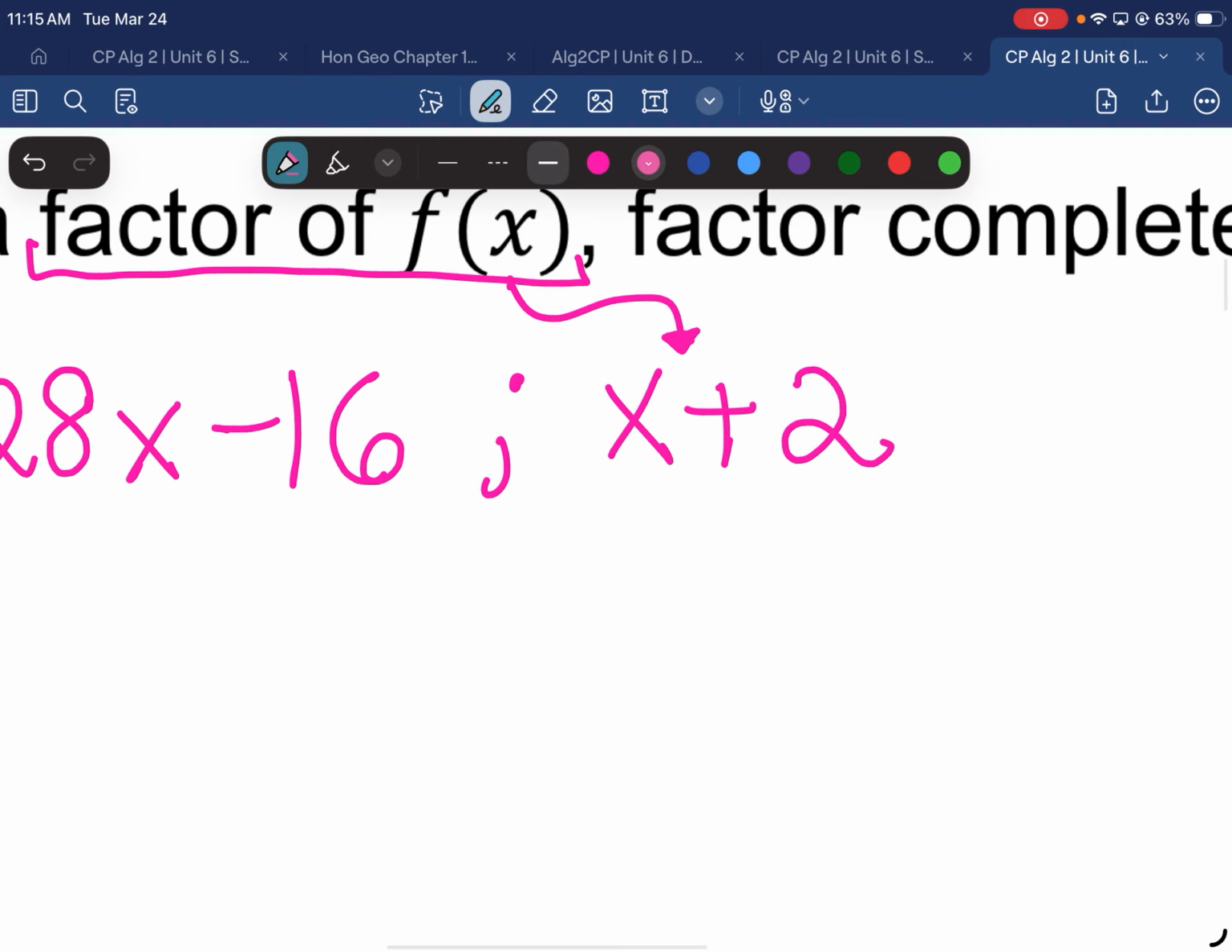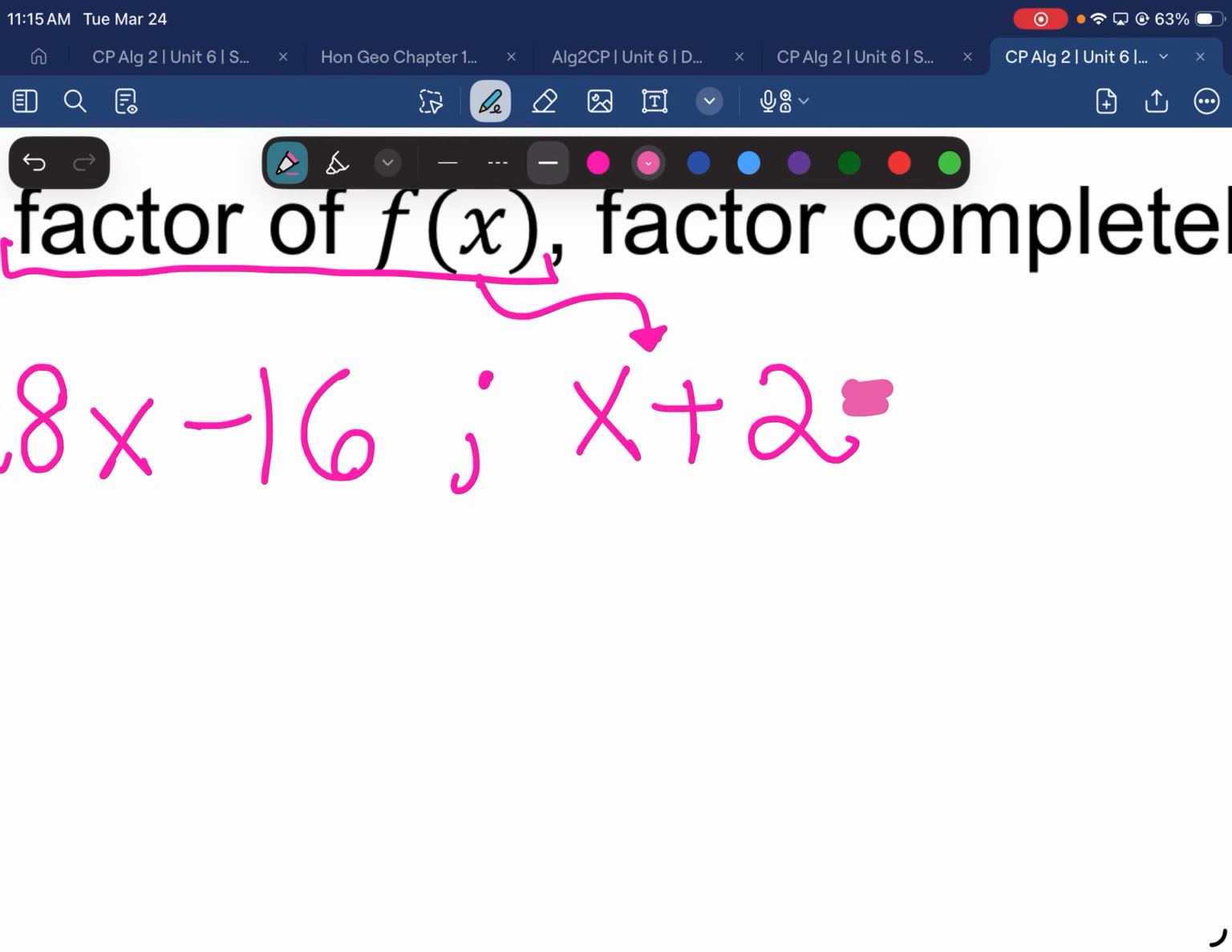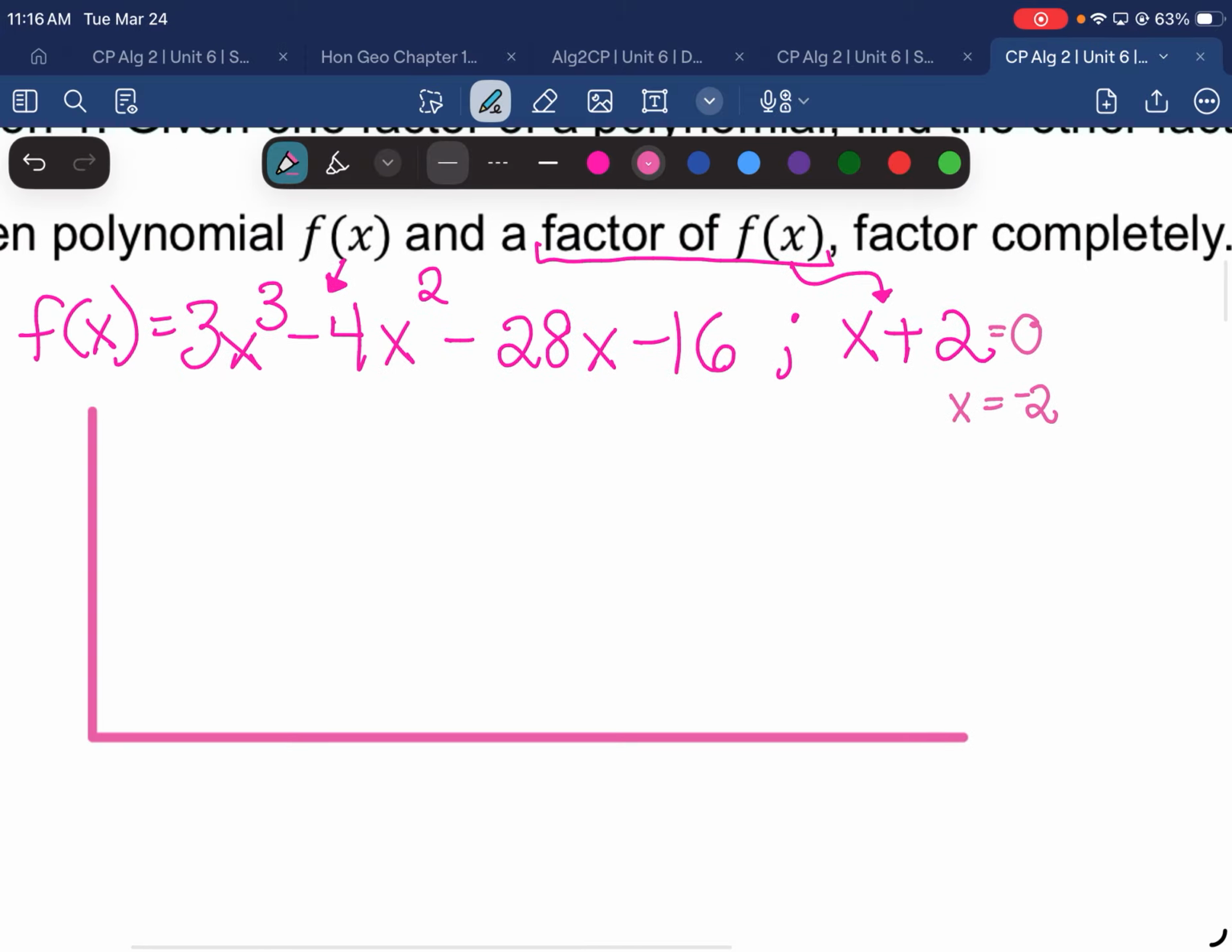And how do we get that opposite sign, Gabby? If you were to set this equal to 0, you would subtract the 2 to the other side. So the x value of it, the 0, is negative 2. And that's what I want you to use.